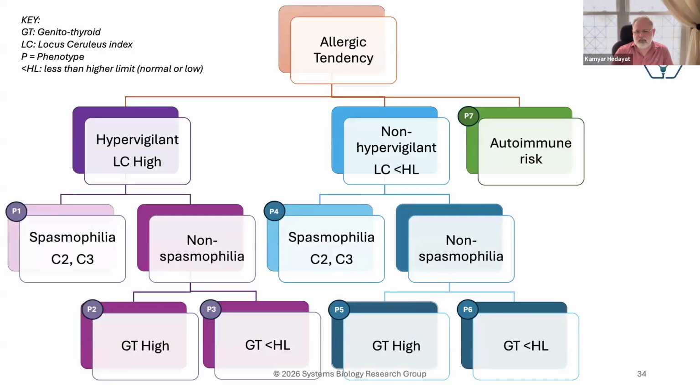So now this algorithm or arborization starts to make more sense, because what I'm showing you is how the panel determines what type of allergy it is, and then that's how it determines the specific endologic products which best address each of these different phenotypes, including autoimmune risk.